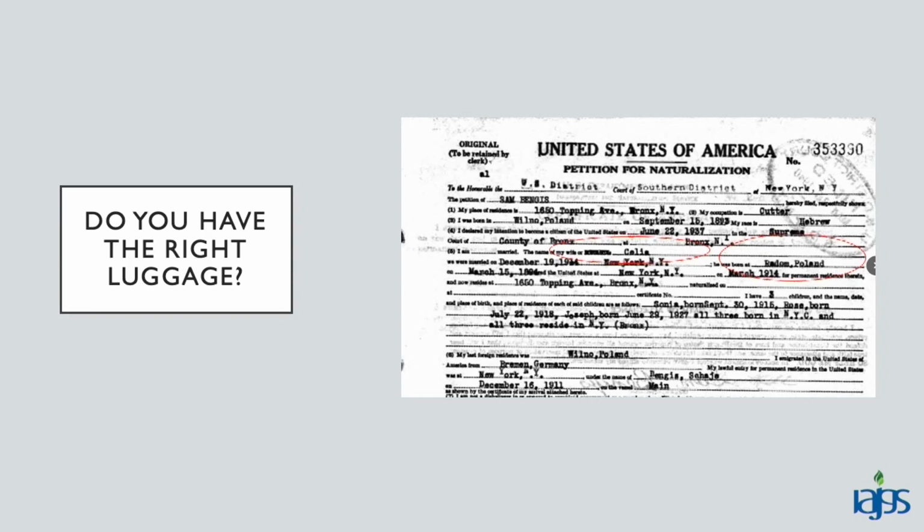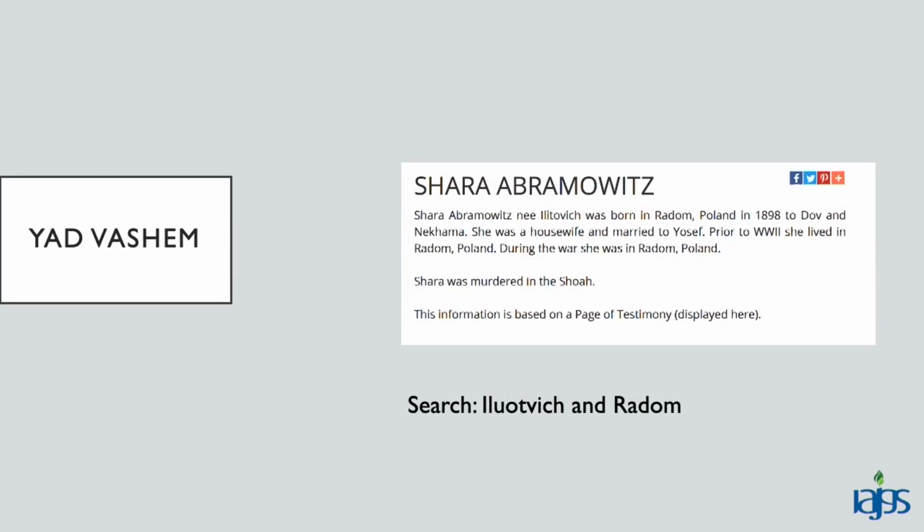So I go to Yad Vashem and I do a search on Ludovitch and Rodham, and I come up with one record. Shara Abramowitz, née Ludovitch, born in Rodham to Dov and Nakima. So I'm now thinking, well, maybe I spoke too soon. Maybe there actually is one in Rodham. But I decide to go the next step to the original testimony. Now, the testimony is attached. If it came from just a list of names, as some of the more recent ones do, you won't see testimony. If you see an individual gave testimony, then you can go to that original source. So that was my next step.